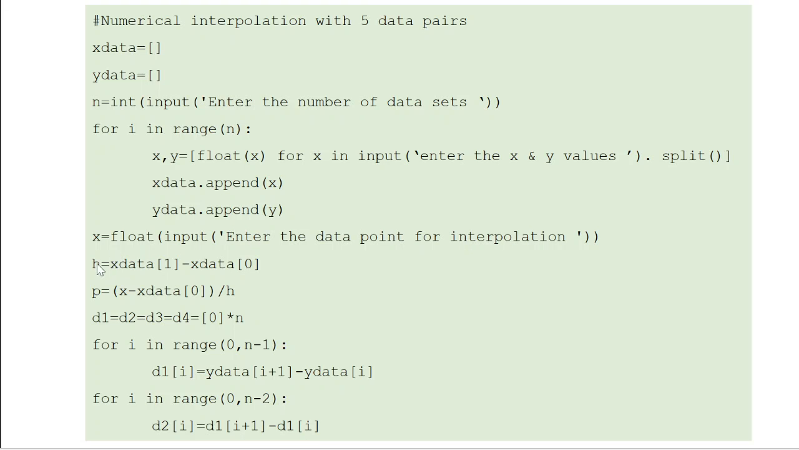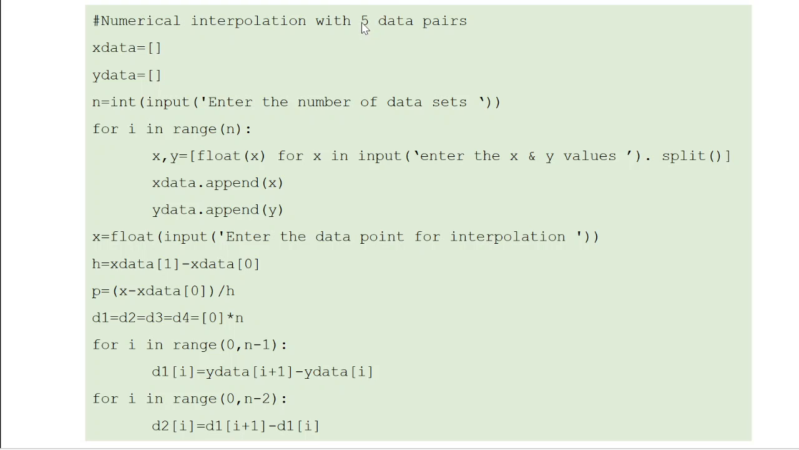Then I need to calculate the step size, which is the difference between any 2 successive x values. So I am going to find x1 minus x0. So this is h equal to x data 1 minus x data 0. Once I find h, I can find p equal to (x minus x data 0) divided by h. Okay. Now I need to find the difference terms.